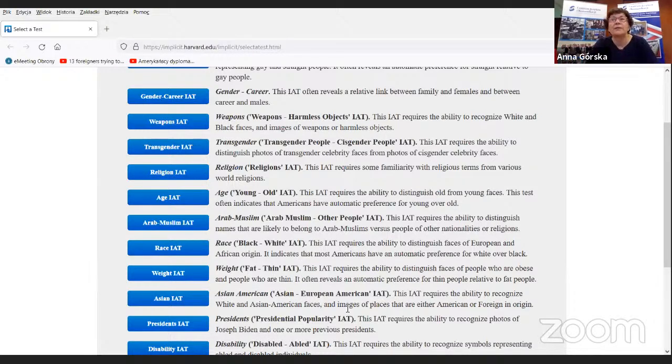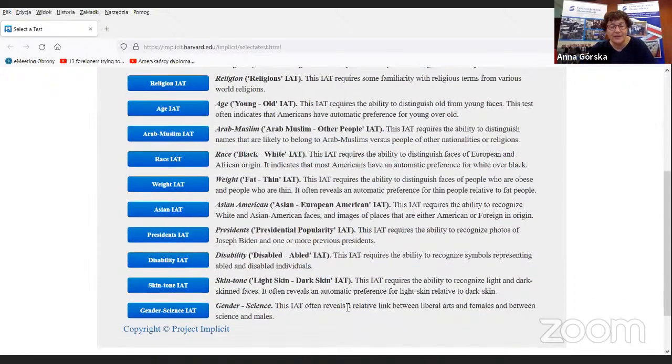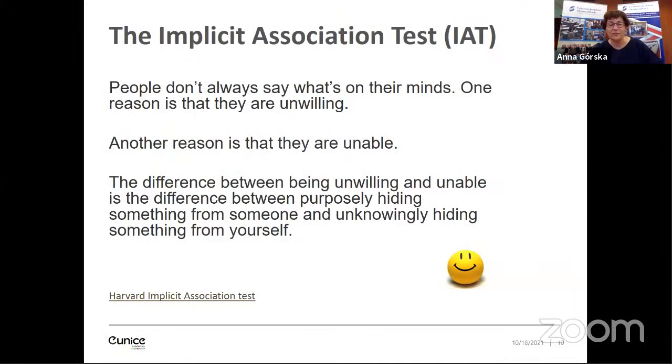So we call this bias ageism, or race, as you can see, weight. You can also have some political tests, preference for certain presidents, disability, and so forth. So I just wanted to say that the tests, as you can see, are changed. So we have Joe Biden here also. But if you really want to understand what your different types of implicit bias are, I would really recommend taking this test. Okay.